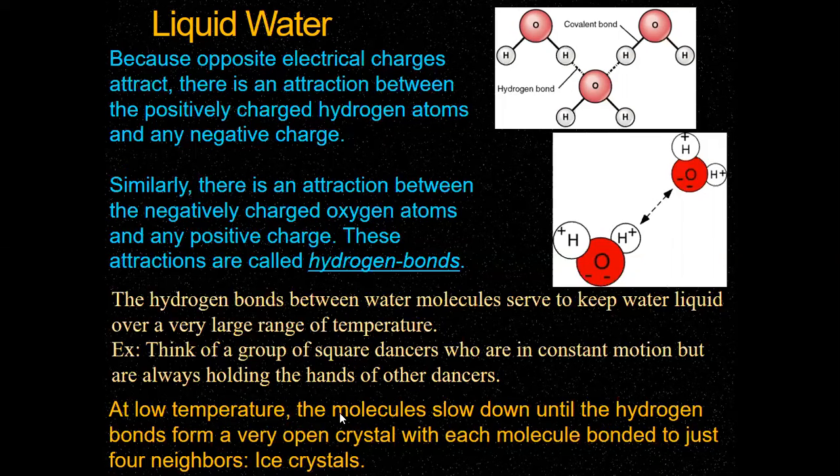At low temperature, the molecules slow down until the hydrogen bonds form a very open crystal, with each molecule bonded to just 4 neighbors. So it creates ice crystals when you lower the temperature of water, right? The hydrogen bonds will still be holding hands, but it freezes out.